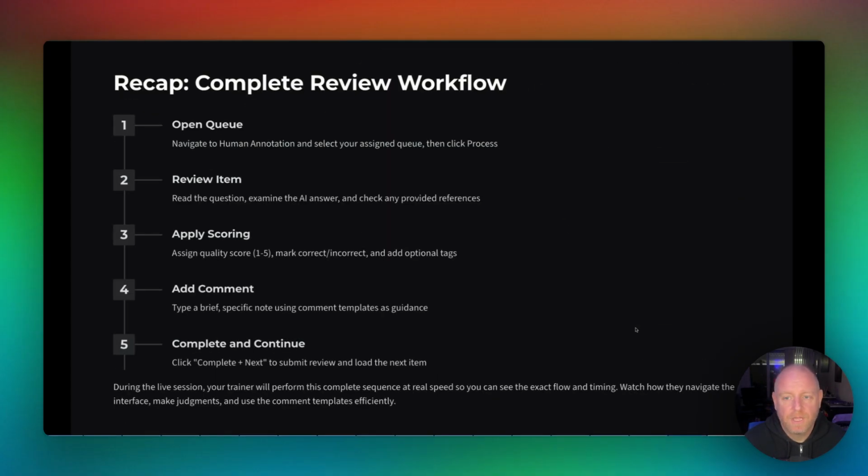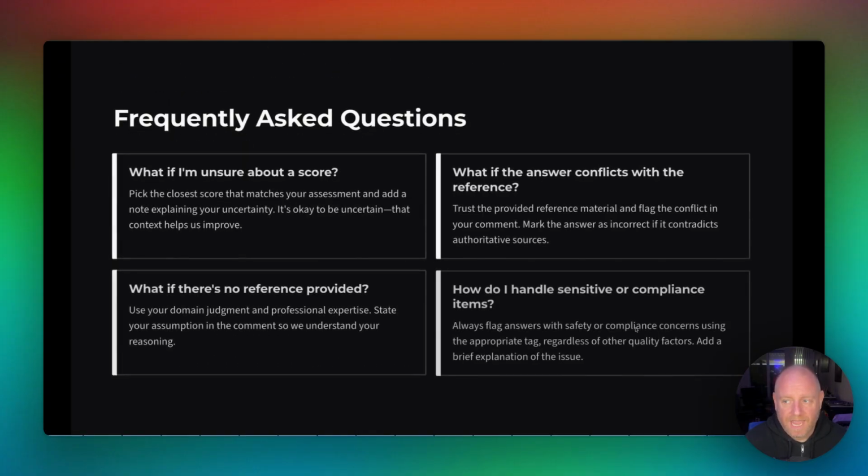So just to recap: open the queue, review the item, apply the scoring rubric, add your comments, hit complete, and continue. Some of the questions that were asked: what if you're unsure about a score? Just pick the closest that matches your assessment, but try to be consistent over time based off the criteria that has been presented to you by your trainer.